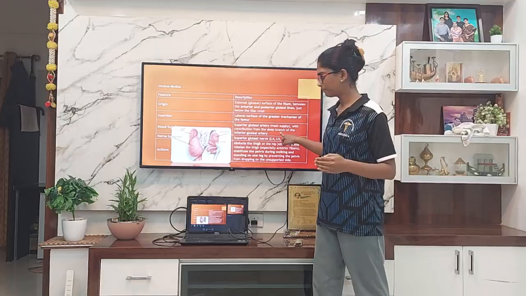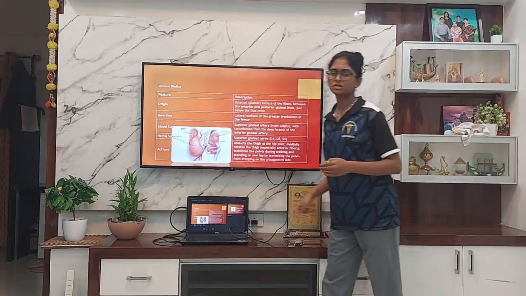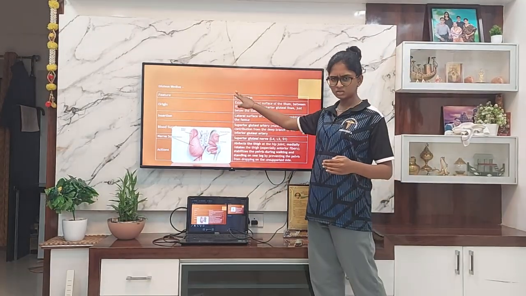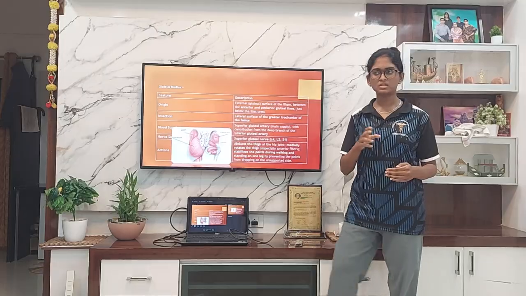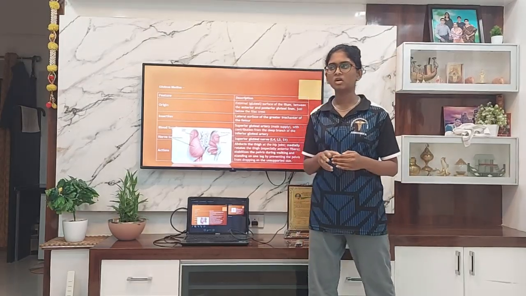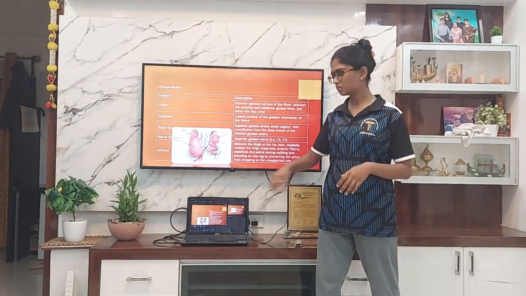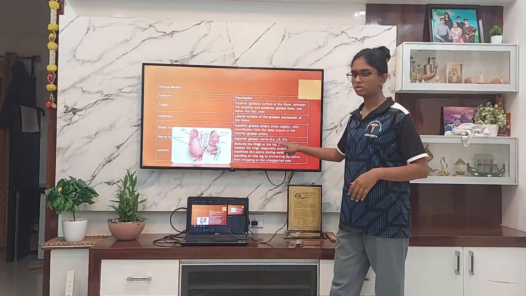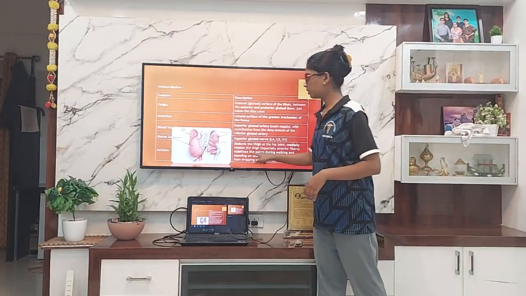inferior gluteal artery. And then the nerve supply of the gluteus medius. Nerve supply of the gluteus medius consists of the gluteal nerve, but it is the superior gluteal nerve, L4, L5 and S1.